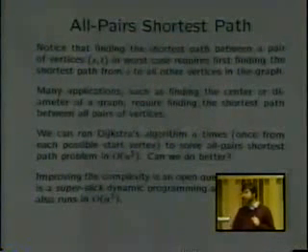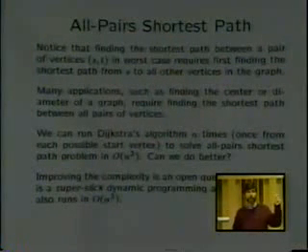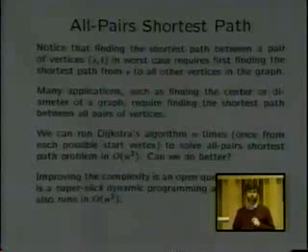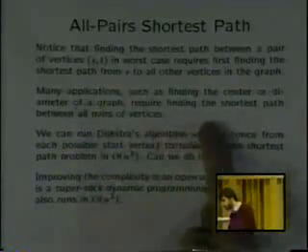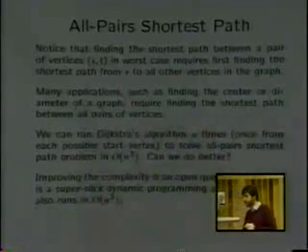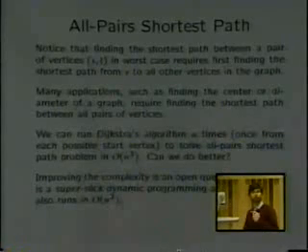Now, one thing to notice here is, what did Dijkstra's algorithm give you? It enabled you, for any vertex, to find the shortest path from that vertex to every other vertex. Now, in many applications, you want to find the shortest path between every pair of vertices. For example, suppose we have a road network that looks something like this.